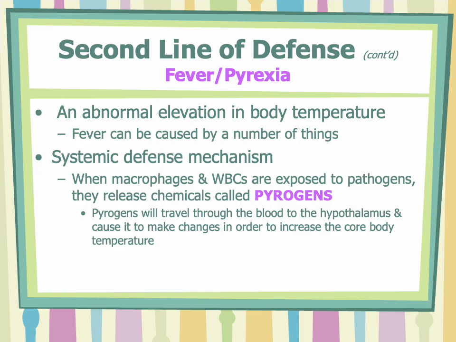Then the other second line of defense is fever. Basically, we're cooking the invader, okay? So it's the normal elevation of the body temperature, and it can be caused by a number of things, okay? When macrophages and white cells are exposed to pathogens, they release chemicals known as pyrogens, okay? The pyrogens flow through the bloodstream to the hypothalamus, which controls our body temperature and causes this area to increase our core temperature, aka fever, okay? This is where Tylenol acts upon, so our temperature goes down.